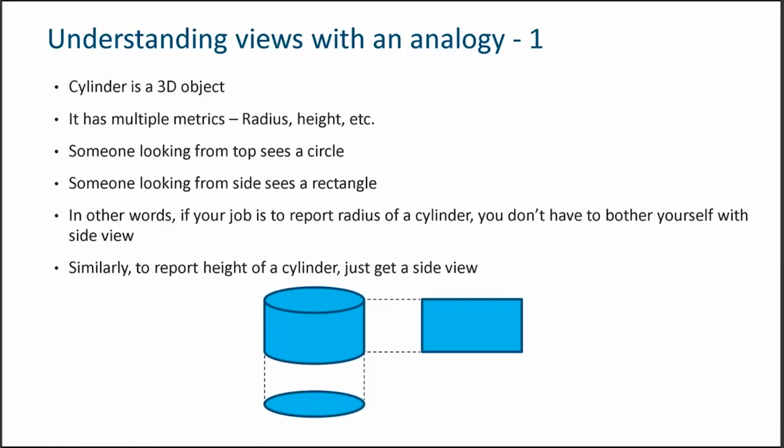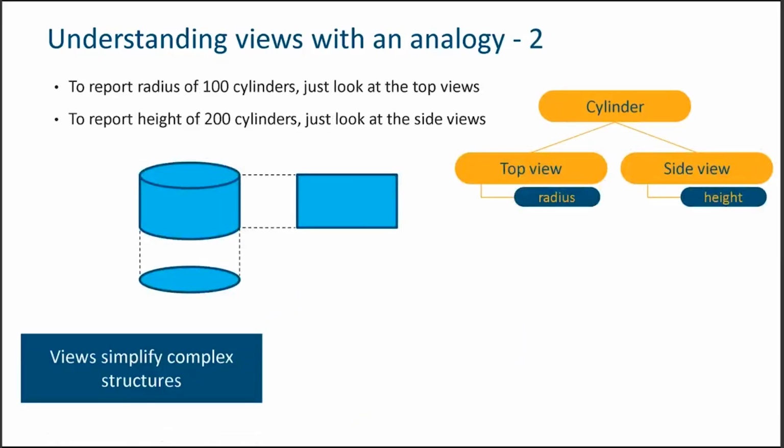Now, this may not make sense here, but if you extend this concept so that now you have 1,000,000 cylinders and you want to quickly report the radius of all the cylinders, then why would you waste time looking at all the angles of it? You just go and stand on top of that, like, okay, let me calculate, zoop, zoop, zoop. That's going to make your life easier to report the radius of the cylinder. But let's say somebody asks, no, just show me the height of the 200 cylinders. Now you go and look at the side view and you get the height of it.